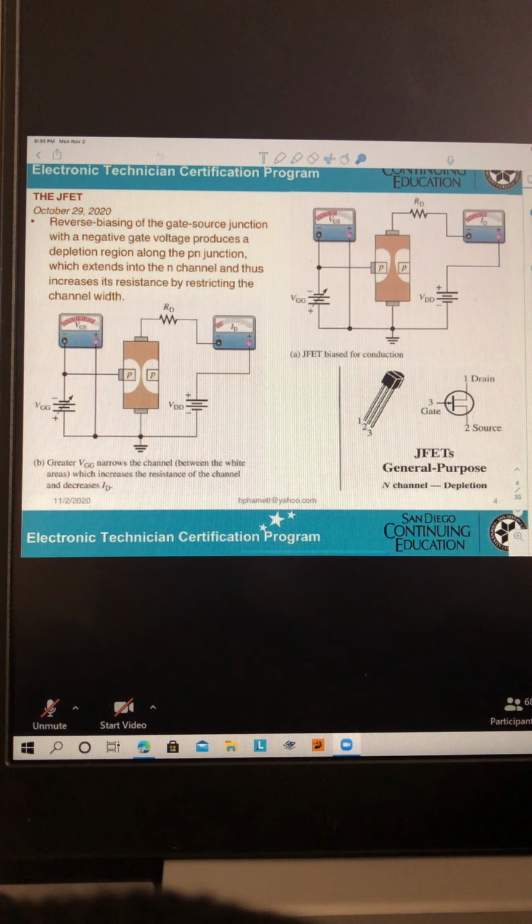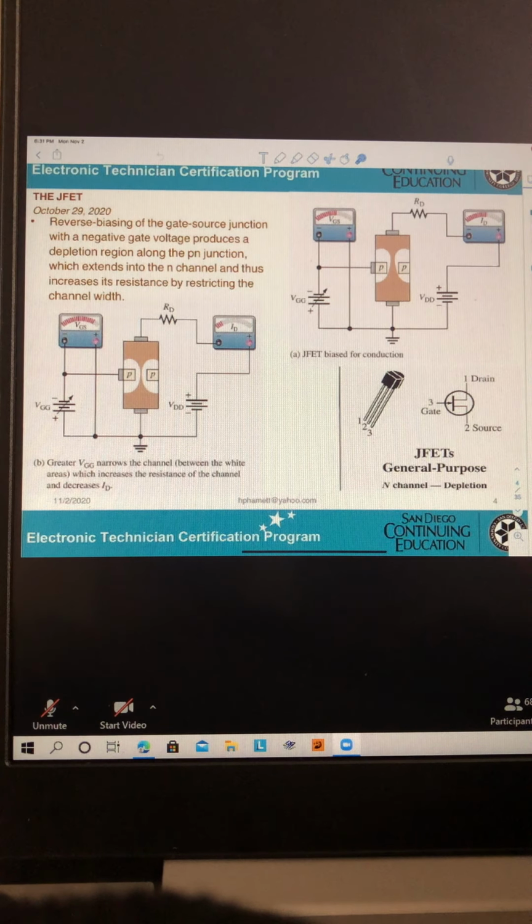So that's why they're using the meter to monitor. If you get a very high negative voltage, that means the current will be lower. And if you get less negative, current will be more. That means the channel here widens. That's how the current will be flowing through, the current ID. And that will also be given to you in the IC data for the JFET.